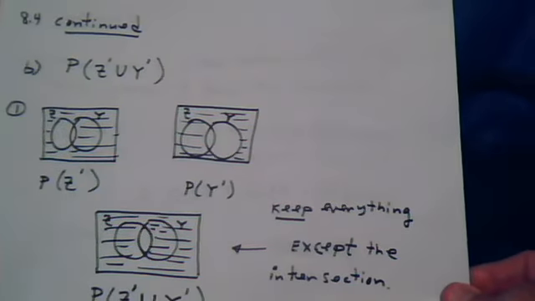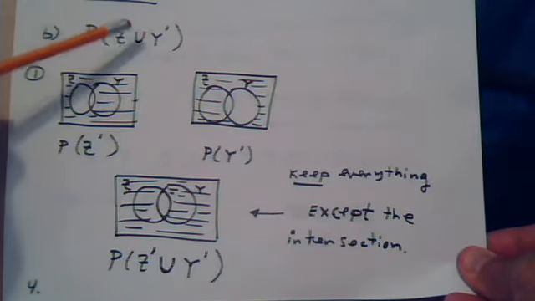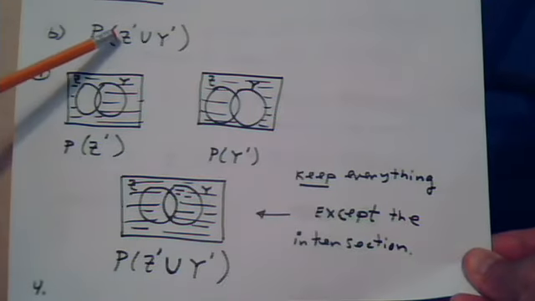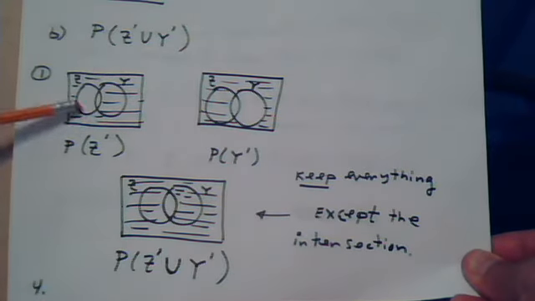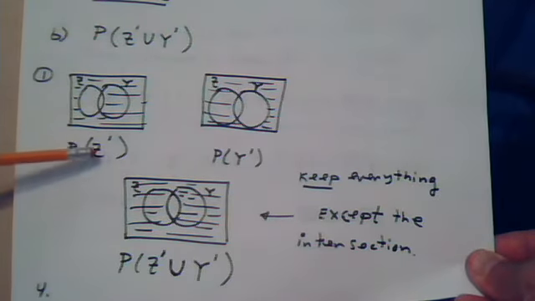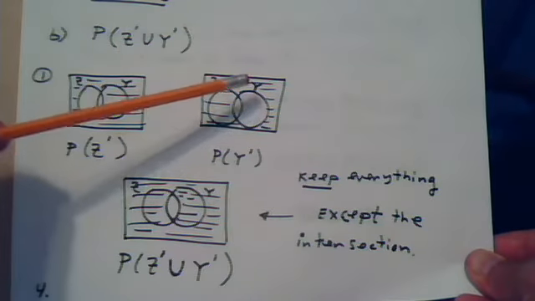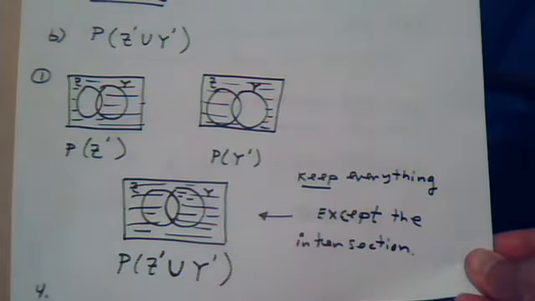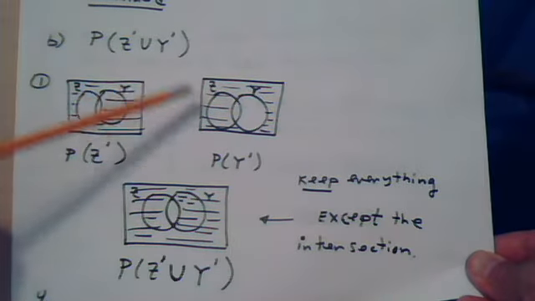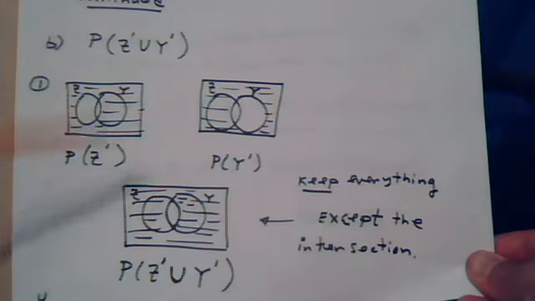For B, they would like us to find the probability of not Z union with not Y. So what you do in this case, you draw a Venn diagram just for the Z part and then just for the Y. So the probability of not Z means do not shade Z. The probability of not Y, that means do not shade Y. Shade everything else. Now the union means you put them together and you keep what they both have to offer. So this is the way the Venn diagram would look.